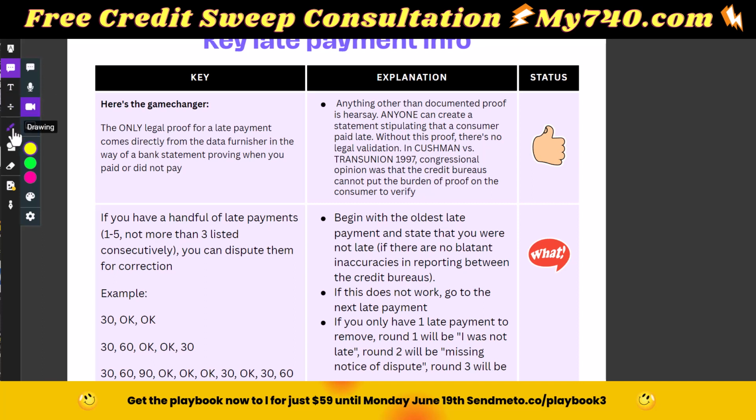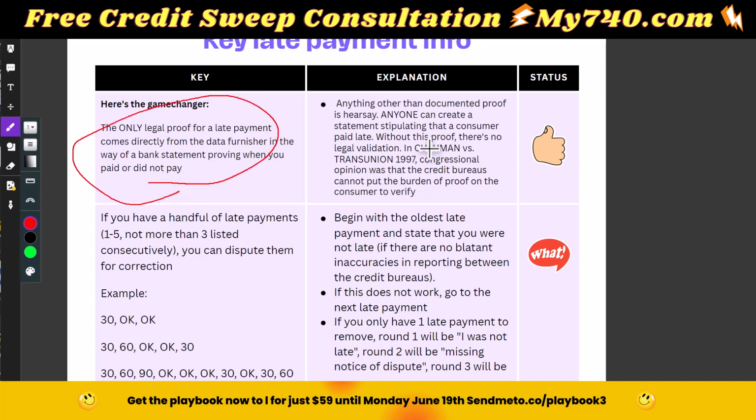What you're going to want to understand, and this is the game changer, is that the only legal proof for a late payment comes directly from the data furnisher in the way of a bank statement. Someone had recently asked what law this is. There's no law. It's called common sense. So it's a bank statement directly from the data furnisher. I don't care if it's Capital One or American Express, but it's proving when you paid or did not pay on time.